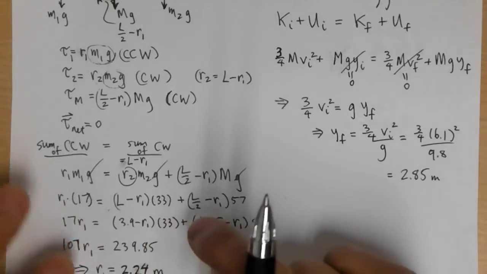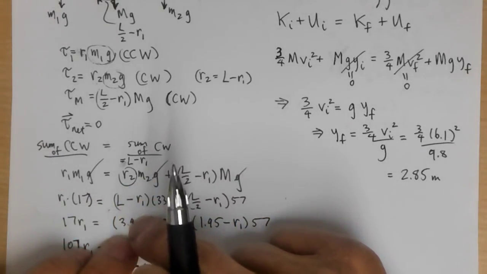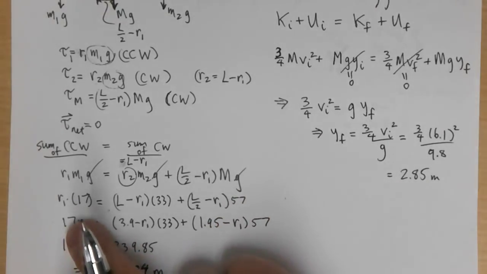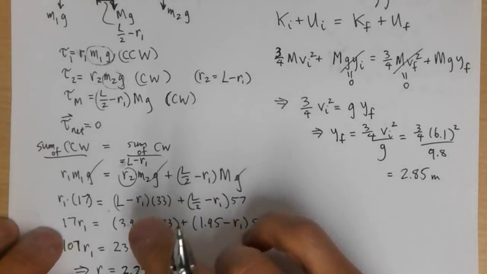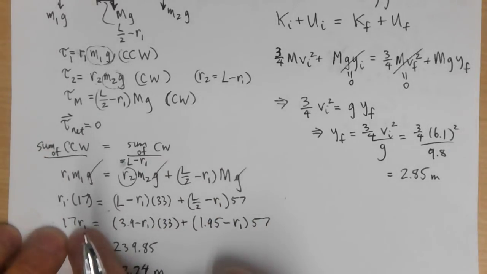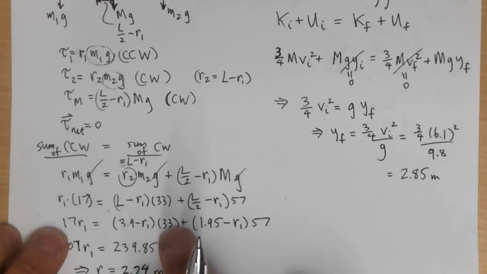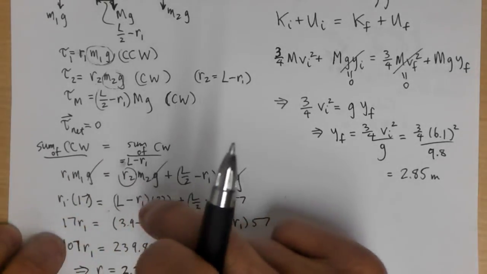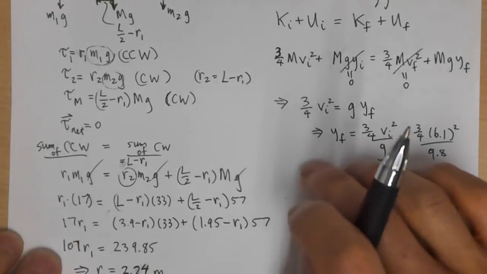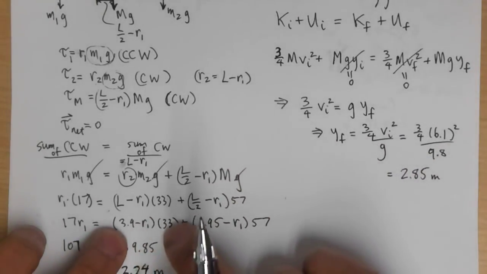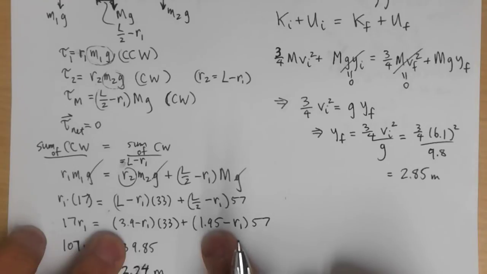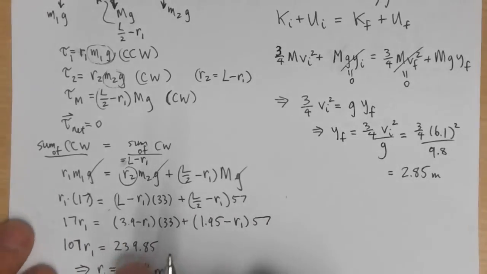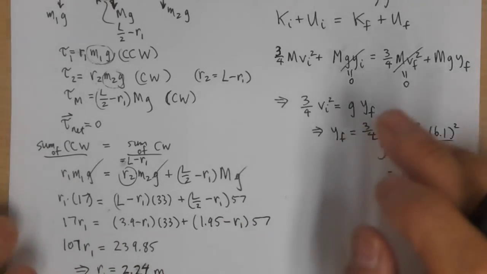Multiply 17 R1. Then I have L is equal to 3.9. And then L over 2 is 1.95. And so I have things with R1s and things without R1s. Let's combine all the things with R1s. I get 17, I get 33 when it comes to the other side, and then I have 57 when it comes to the other side. 17 plus 33 plus 57 is 107. And then all the things remaining, you get 3.9 times 33 plus 1.95 times 57 is 239.85. And then we can divide by 107, get 2.24 meters.